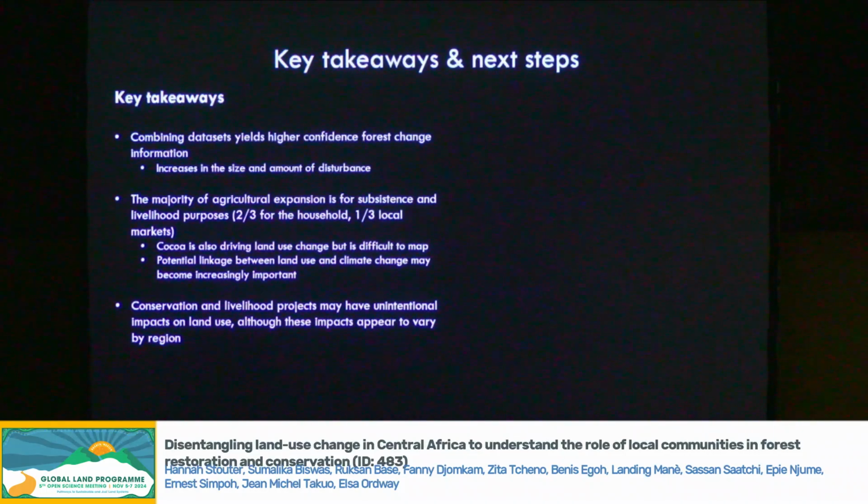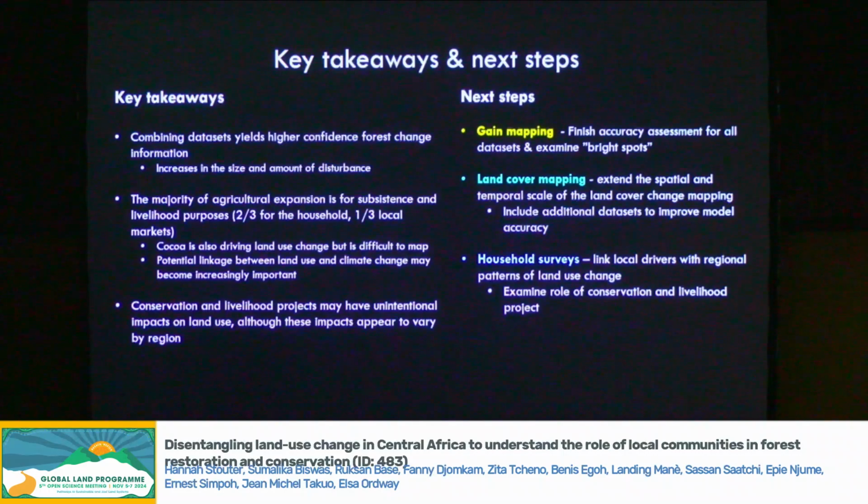And then finally, conservation and livelihood projects may have these unintentional impacts on land use change, and that may vary regionally based on the number of projects that exist in those regions and the other factors that could be influencing land use change. In terms of next steps for the forest gain mapping, we're going to finish the accuracy assessment and hopefully build that out to examine where some bright spots of forest gain and forest restoration might be occurring in this region.